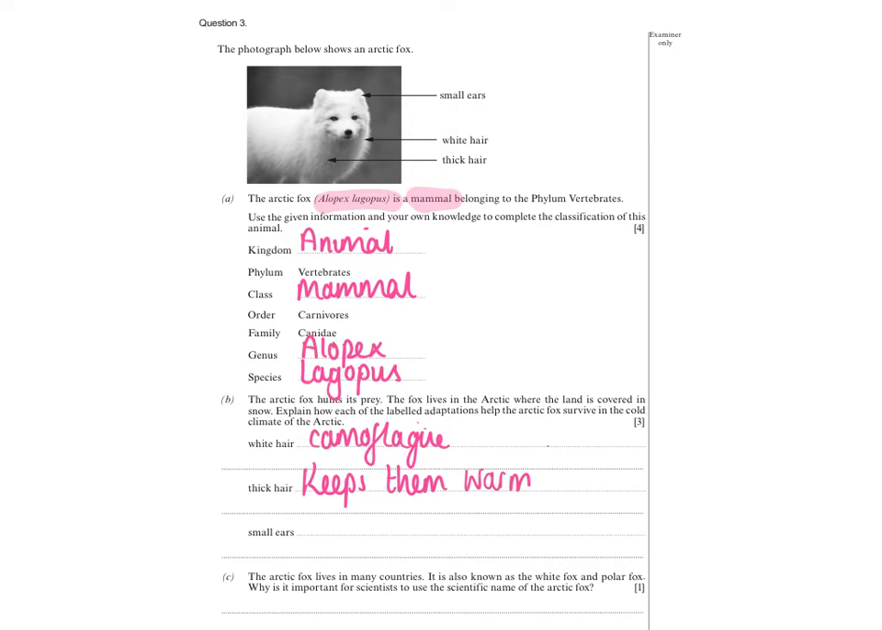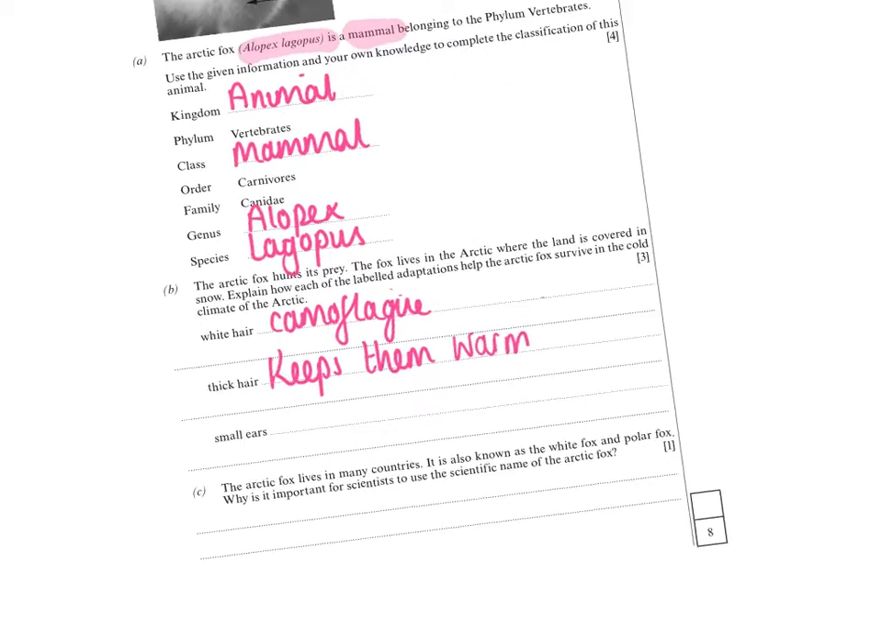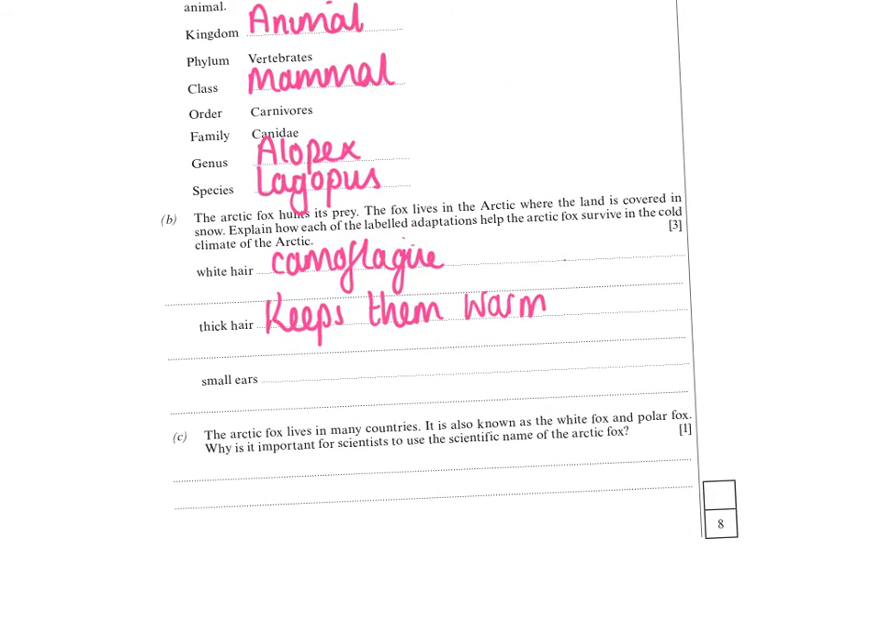Good. And then we have small ears, which we said doesn't keep them warm, small ears. It will reduce heat loss. Okay, because we lose a lot of heat from our extremities. So the smaller the ears we have, the less heat loss we're going to have. So it's going to reduce heat loss.